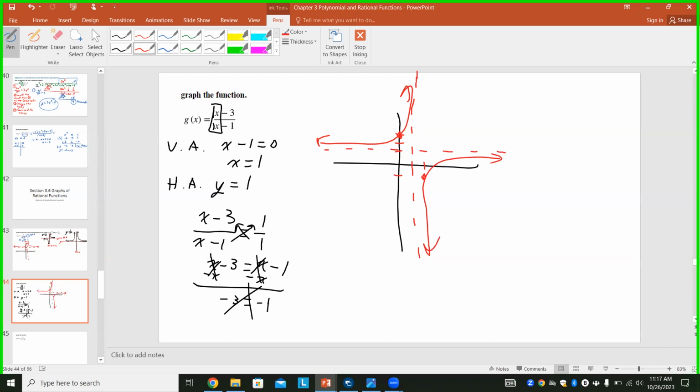So to figure out where your branches go, just find some test numbers, plug them in, see what side of the asymptote it falls on, and then you can finish off the rest of the branch.